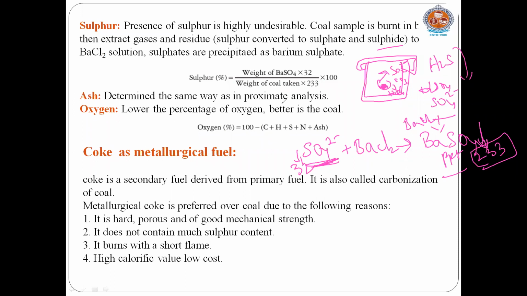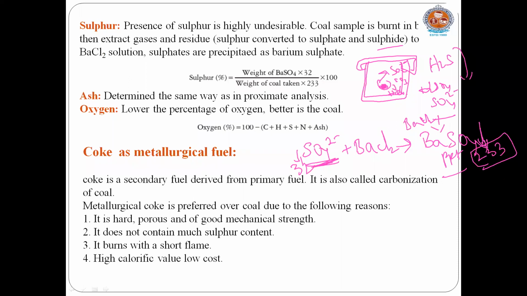Next, oxygen. The percentage of oxygen content in the coal sample is also undesirable because excess oxygen lowers the calorific value. If 1% of oxygen is present in the fuel sample, it decreases the calorific value by 1.7%. That is the effect of oxygen. So the excess oxygen decreases the calorific value.